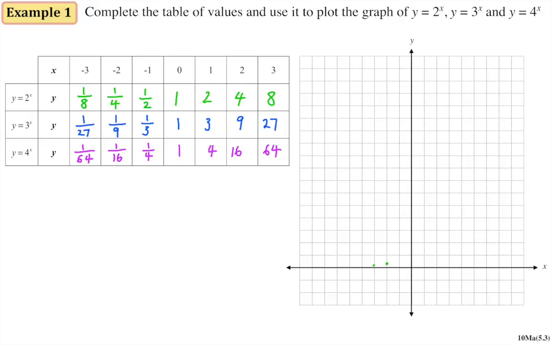The next one, -1, up 1/2. The next one, 0, 1. The next one, 1, 2, 2, 4, and 3, 8. When I join those, I get this.